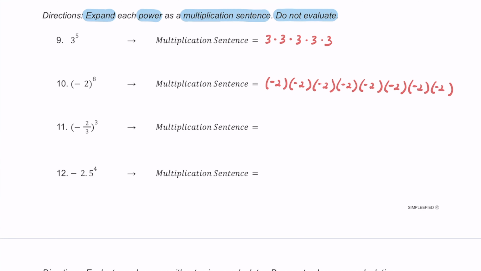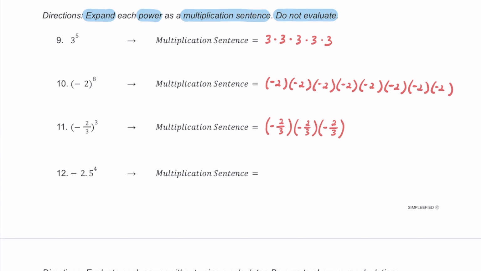For number 11, we have the fraction -2/3, that whole thing raised to the 3rd power. Again, you should use multiplication here to show this, and we should also use parentheses. So let's use -2/3 inside this parentheses and multiply that by another -2/3, and let's multiply that by a third -2/3. So 3 of these fractions multiplied together here.